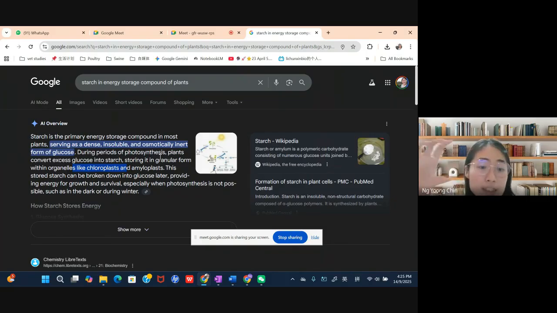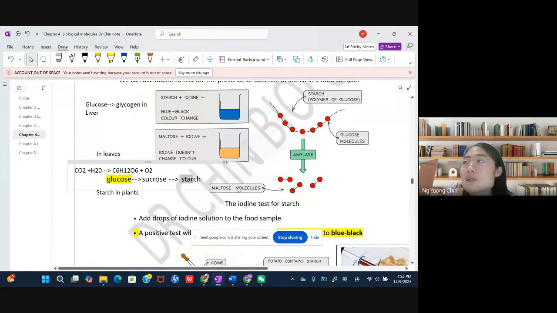Chloroplast is a kind of organelle. Okay, it's an organelle found inside the plant cell. Not all plant cells contain chloroplast. I think you know, right? Not all plant cells contain chloroplast. Yes. Only certain plant cells contain chloroplast.